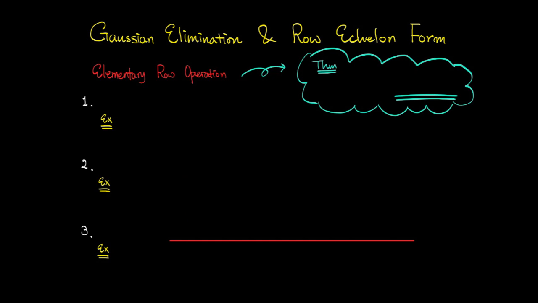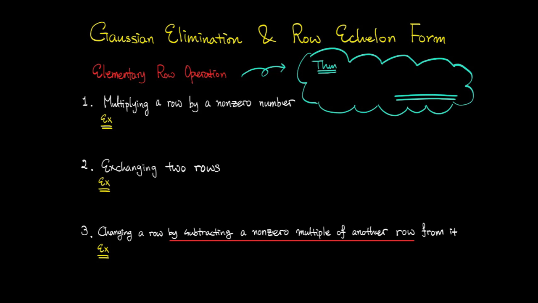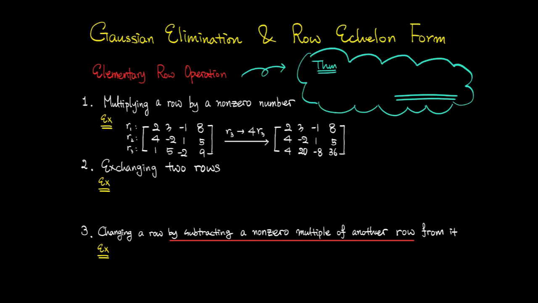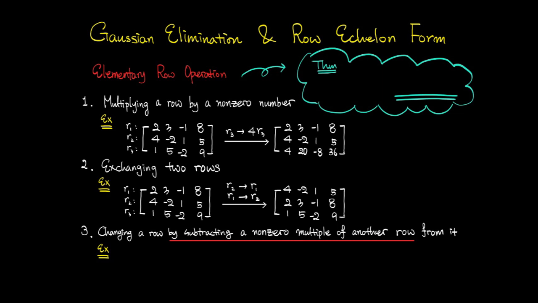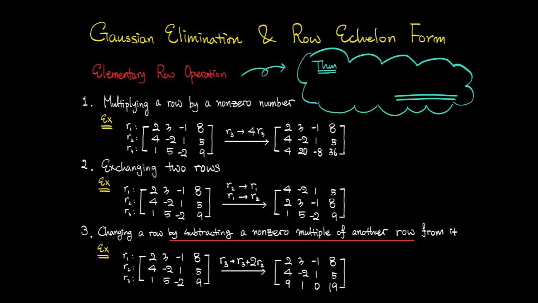Now, let's define the elementary row operations. The following three actions are called elementary row operations. The first one is multiplying a row by a non-zero number, like the example. The second one is exchanging two rows, like the example. The third one is changing a row by subtracting a non-zero multiple of another row from it, like the example.